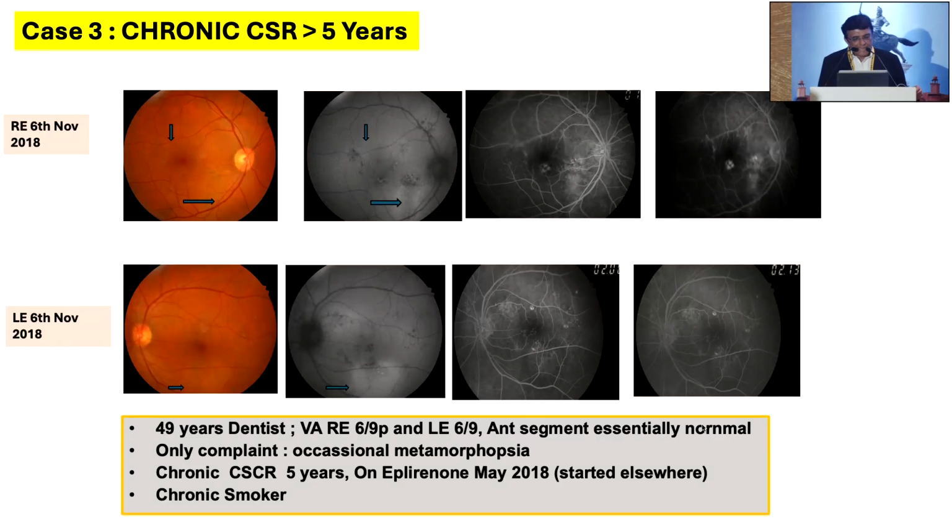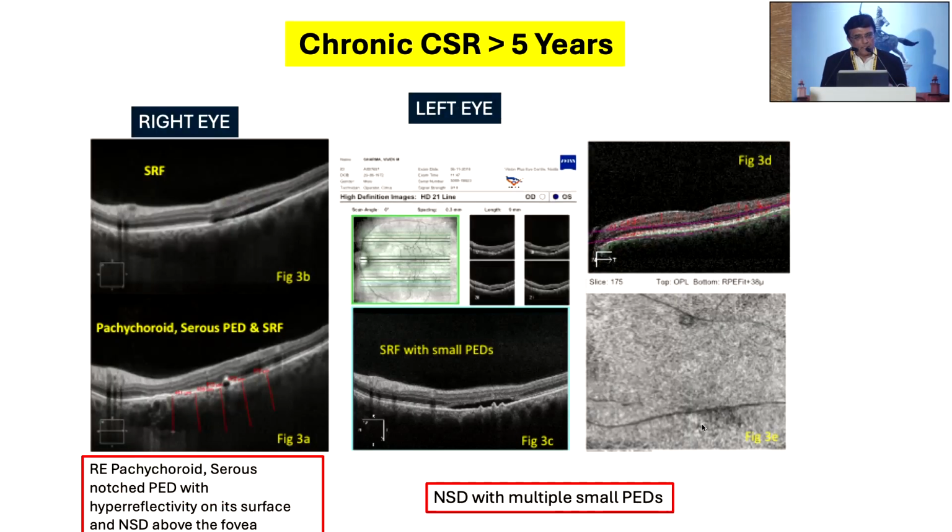And this was a dentist. For 5 years he had had a chronic CSR. His complaint was basically metamorphopsia. And we did an OCTA with this patient, and we found that in the right eye he had a macular neovascularization, which was like IPCV.